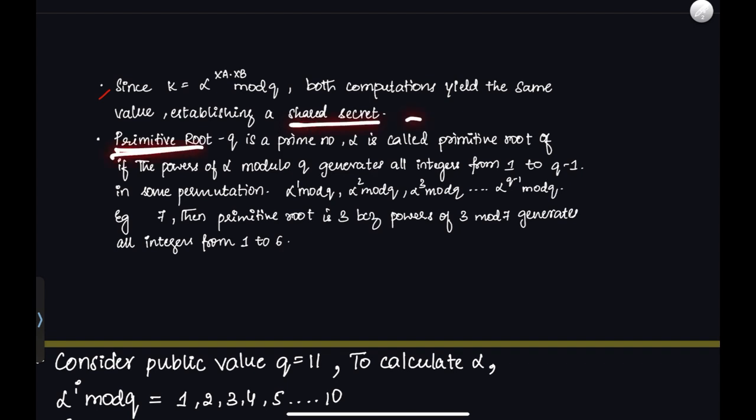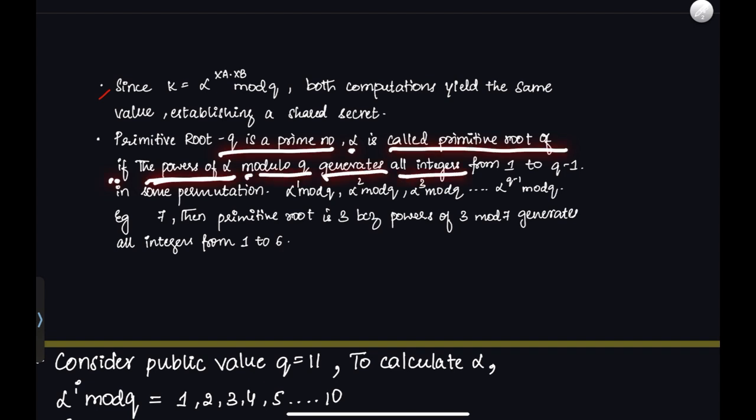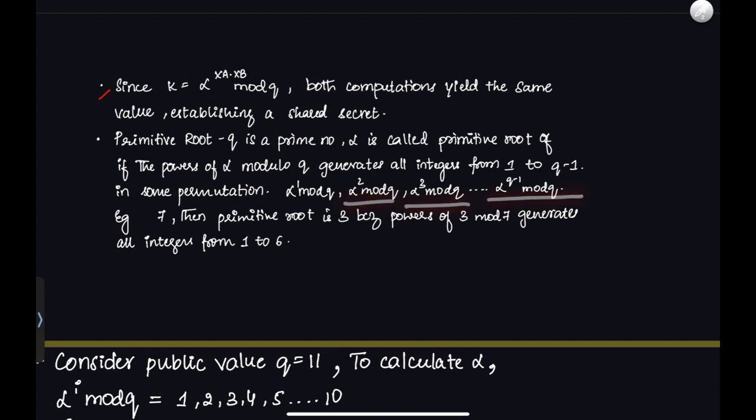We'll look into what a primitive root is. Q is a prime number, and alpha is called a primitive root of Q if the powers of alpha modulo Q generate all integers from 1 to Q minus 1 in some permutation. So alpha power 1 mod Q, alpha square mod Q, alpha cube mod Q, and up to alpha power Q minus 1 mod Q should be generated. Suppose we take the example of 7, then the primitive root is 3 because powers of 3 mod 7 will generate all integers from 1 to 6.